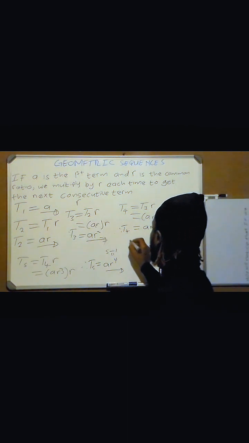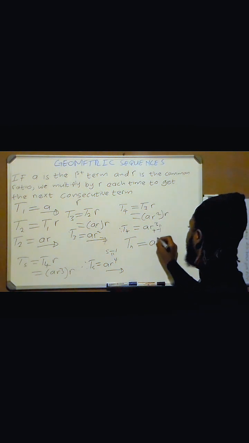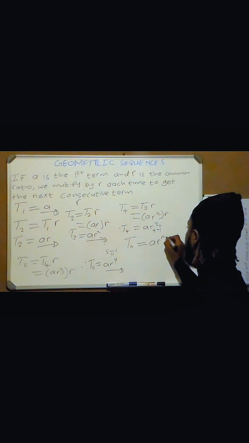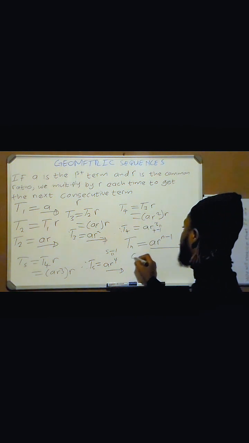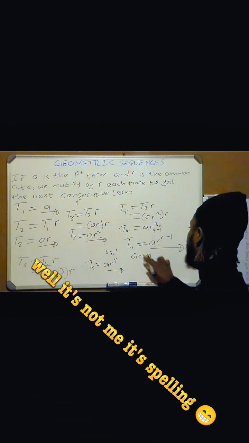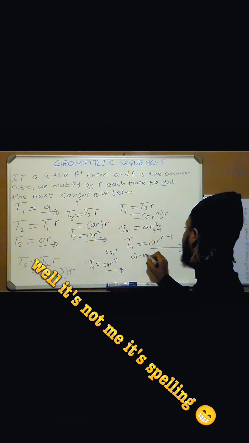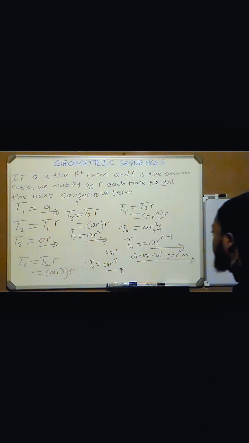So therefore we can conclude that the nth or general term of a geometric sequence is going to be a r to the power n minus 1. So this is our general term of the geometric sequence.